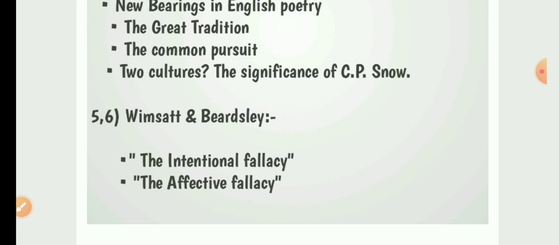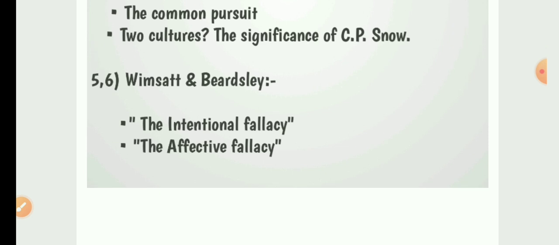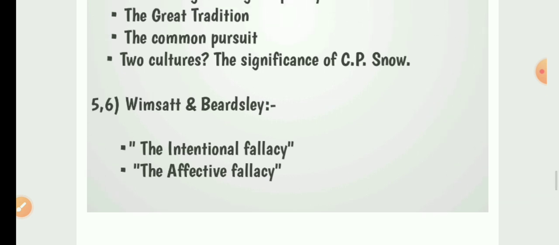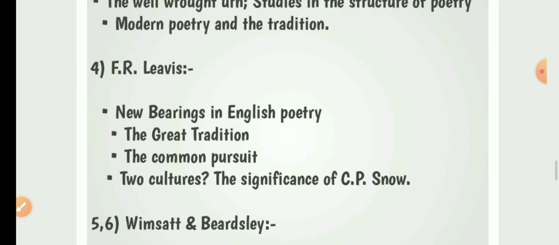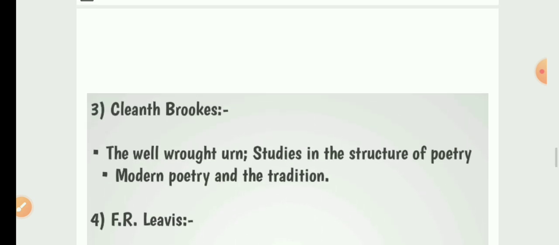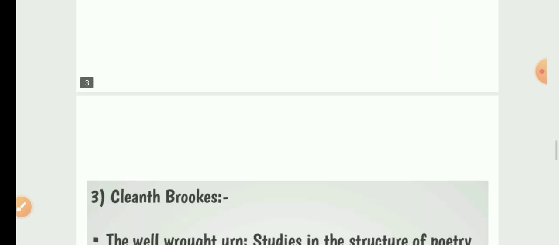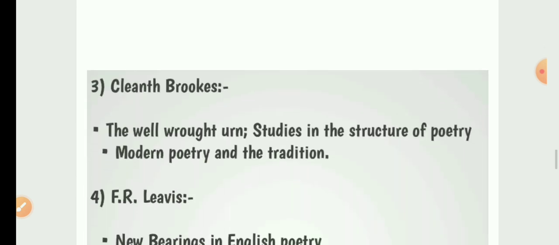And the last ones were Wimsatt and Beardsley. They were two critics and they collaborated on these works, The Intentional Fallacy and The Affective Fallacy. So these are some famous works which UGC asks questions from. So you should study these works.